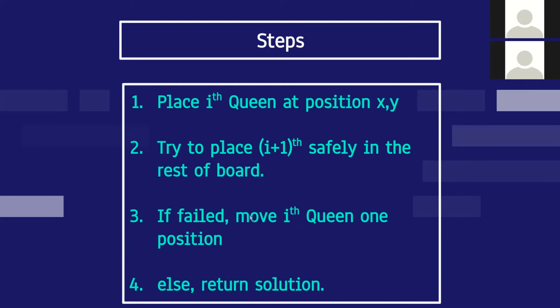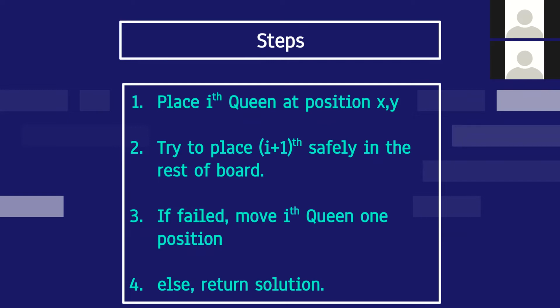So if q4 or q3 or anyone, let's take q2. Let's say that i is 2. That means I'm trying to place q2 at position x, y, and q2 will tell q3 to find someplace safe in the rest of the board. And what will q3 do? Q3 will tell q4 to find someplace safe in the rest of the board. If q4 fails, q3 will move.